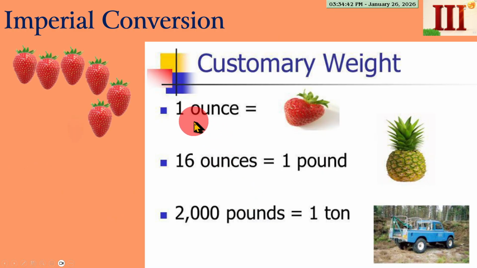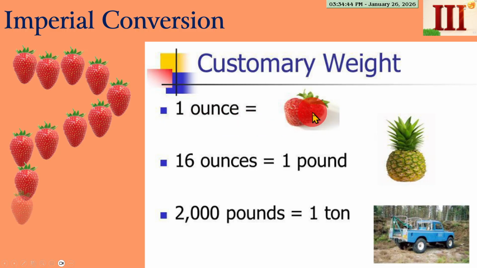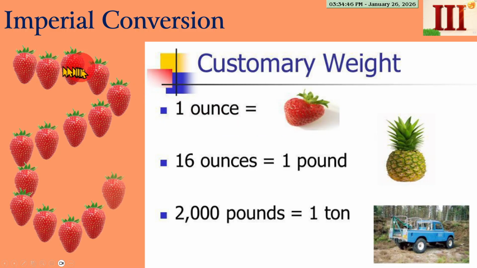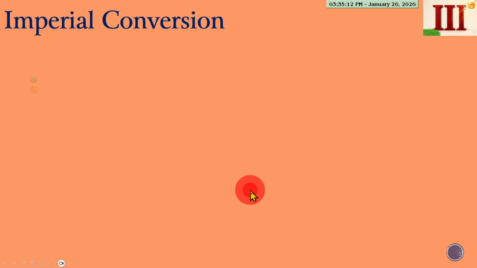So 1 ounce is the size of a strawberry, and 16 strawberries would give you this big pineapple, which weighs 1 pound. So we would need 16 of these strawberries. So 16 ounces would give you 1 pound. Of course, I would need 2,000 pounds to make 1 ton. I was not going to do an animation that repeated itself 2,000 times. Did not have the time nor the inclination to do so.